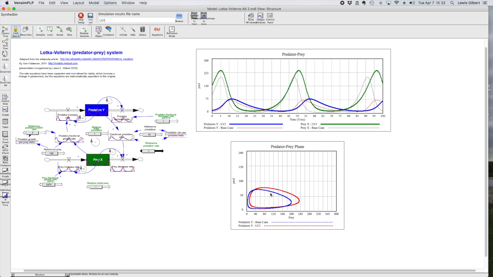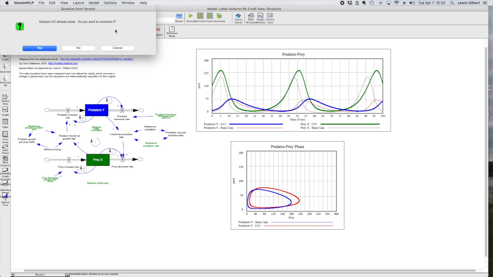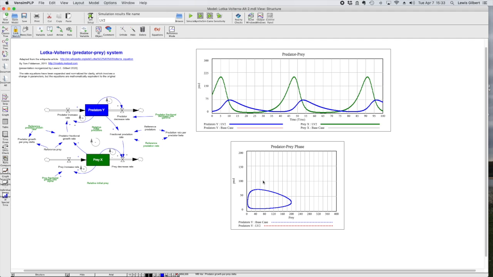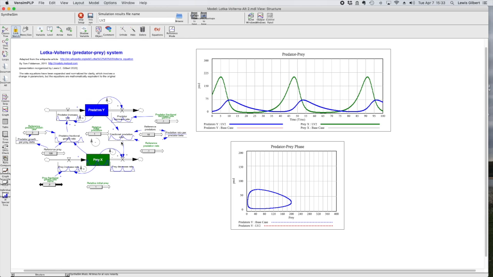And the initial conditions matter a lot. Let's go back and reset here. So if we have, for our 100 reference prey, 25 starting predators, it's a very different attractor.